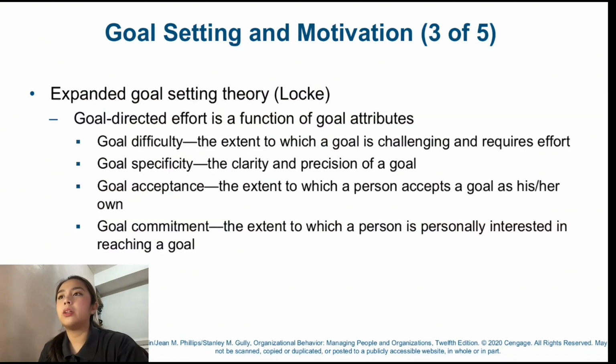Expanded goal setting theory of Locke. So, ito yung mas parang pinahaba ng prior theory na gawa rin nila kanlita. But this time, it's only Locke. In expanded goal setting theory, it gives more characteristics of goal than the goal setting theory. The additional two are acceptance and commitment, as you can see in this slide. Goal acceptance is the willingness of the employee to adopt the goal as if it were his or her own goal, while commitment is the dedication of that employee to reach that goal.